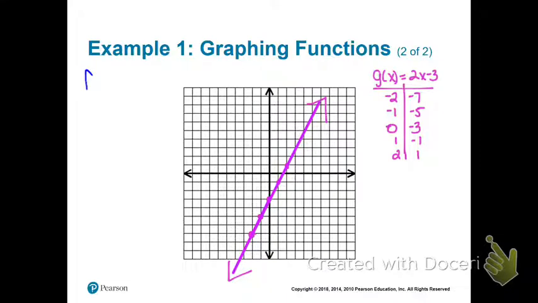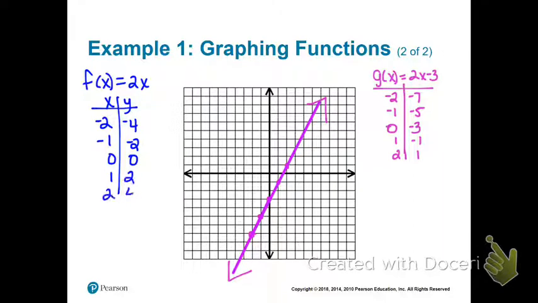Now, remember, we also had our f of x, which was equal to just 2x. And we had a table for it that had the ordered pairs -2, -4, -1, -2, 0, 0, 1, 2, and 2, 4. And so we're just going to graph those points. So -2, -4, -1, -2, 0, 0, 1, 2, and 2, 4.